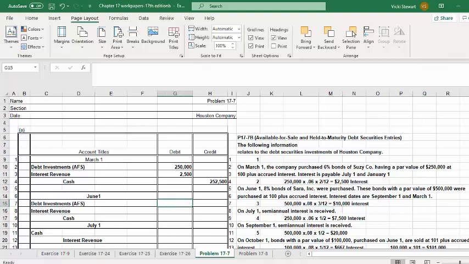So we would debit the debt investments available for sale for $500,000. We would debit interest revenue for $10,000, and we would credit cash for $510,000.